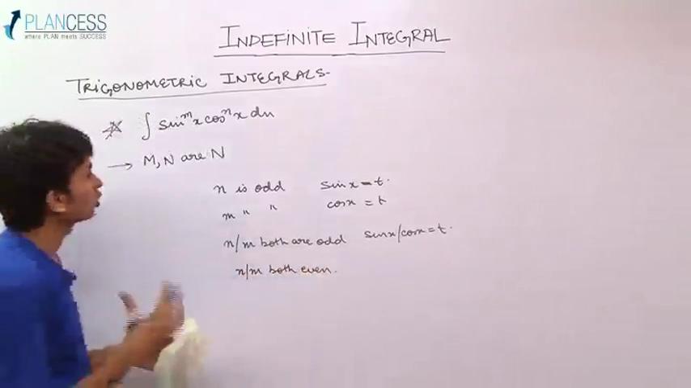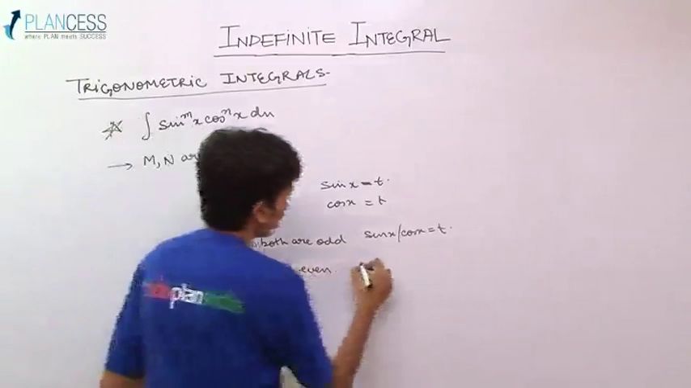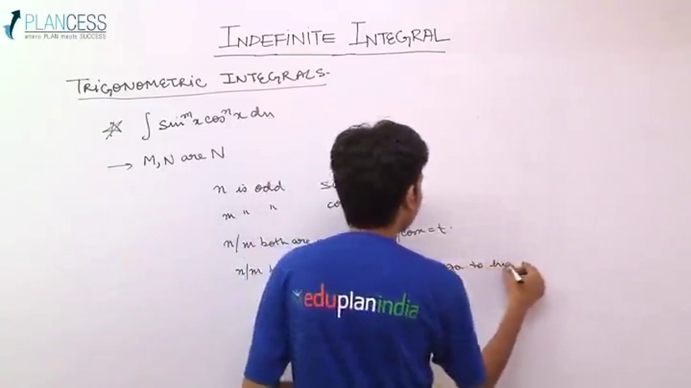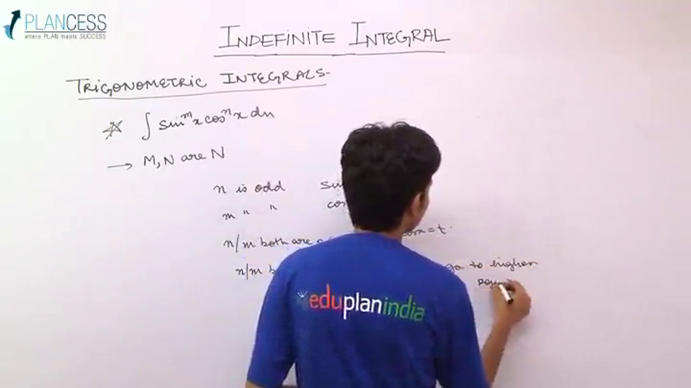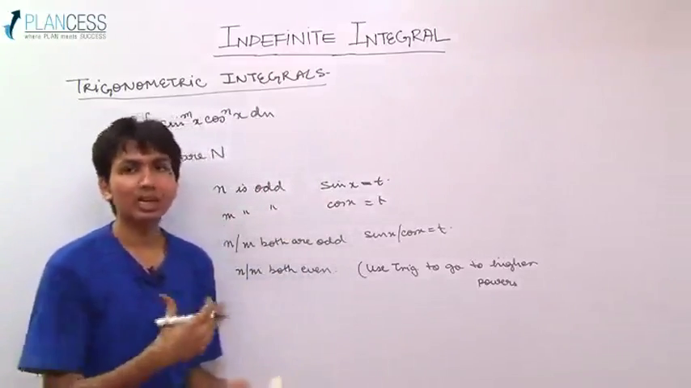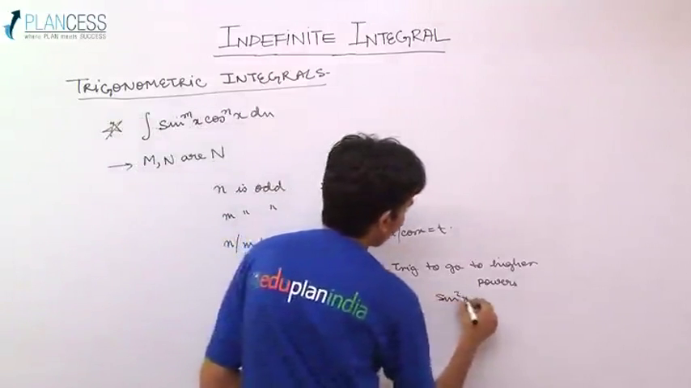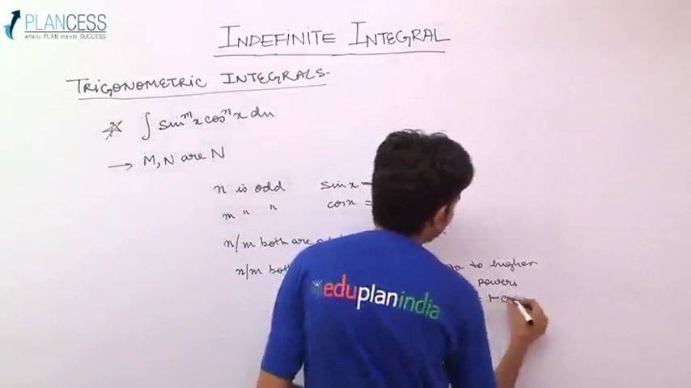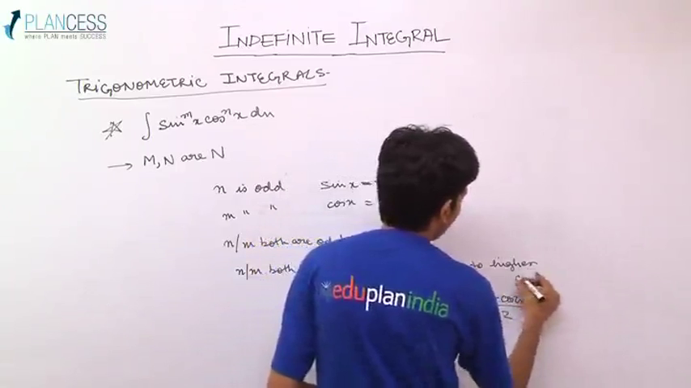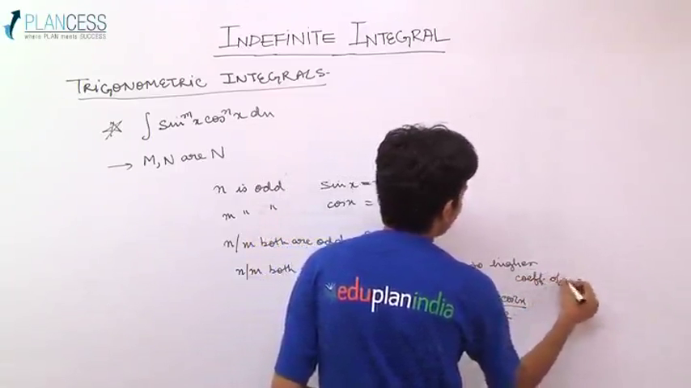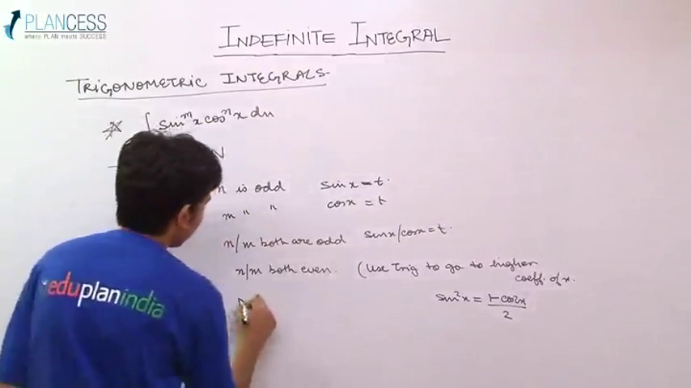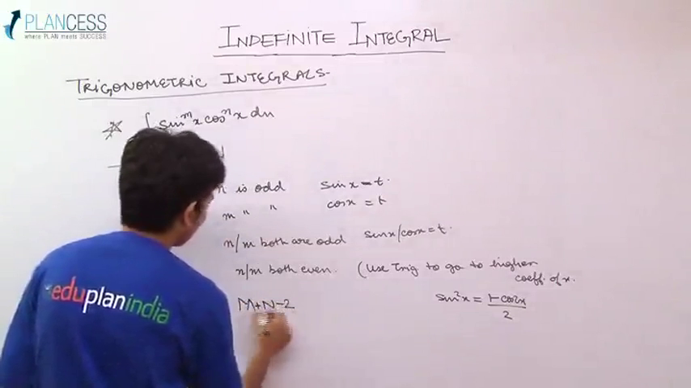And if m and n are both even, then use trigonometric identities to go to higher powers, I mean higher coefficients of x. Say we have sin square x, it can be written as (1 minus cos 2x) by 2. That means go to higher coefficient of x.